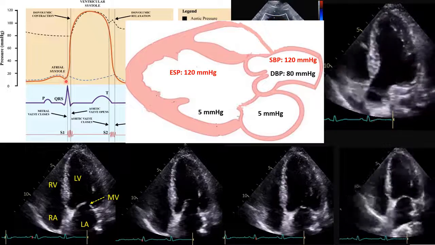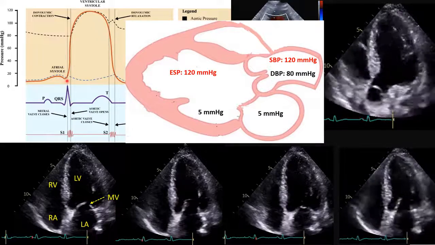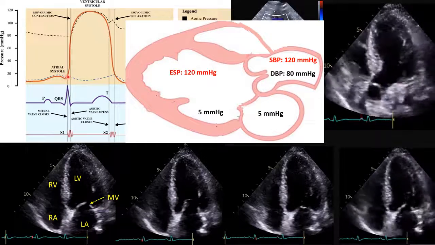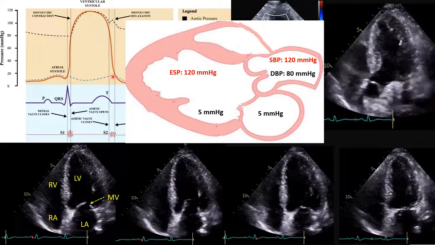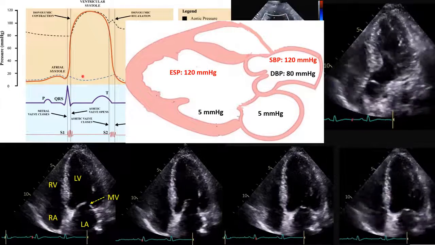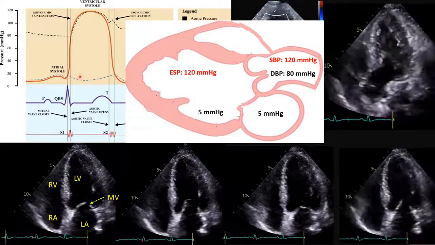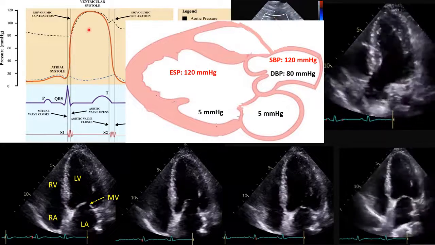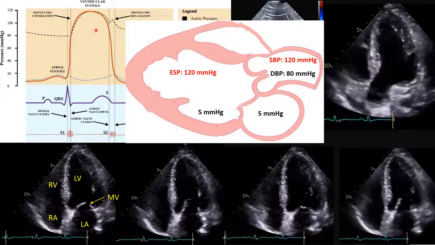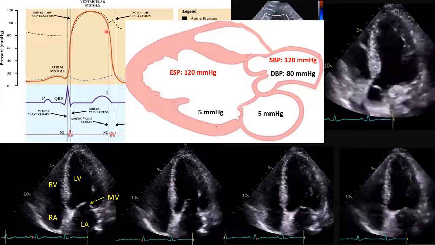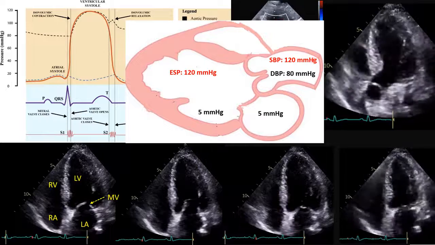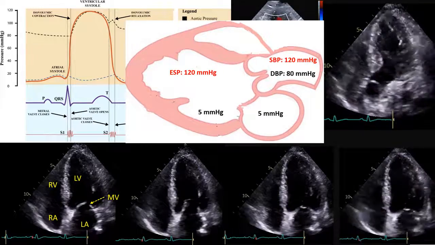From the aortic, mitral valve, again, I made a mistake. From the mitral valve closing to the mitral valve opening, this we call systolic time. The time that the aortic valve opens and then closes, we call ejection time, or the time that blood goes toward the aorta.